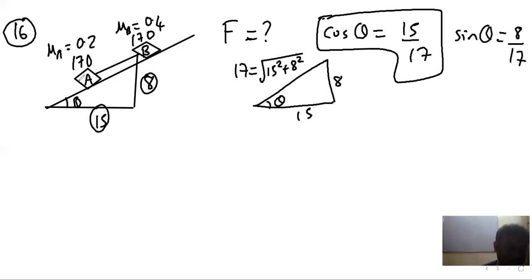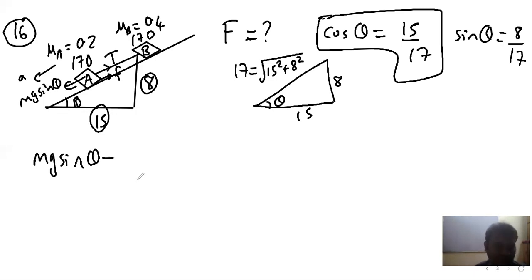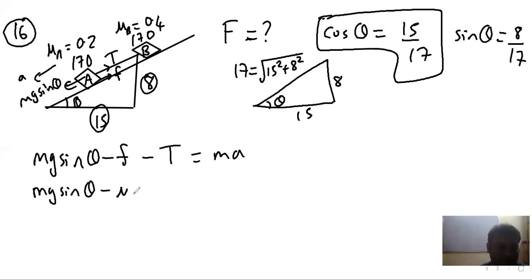Now, if I consider this force, which is mg sin theta minus friction force. So we will have friction force here, and there will be a tension force, and there will be acceleration. So mg sin theta minus friction force minus tension is equal to mass into acceleration. So mg sin theta minus mu mg cos theta minus tension is equal to Ma. Now, let us substitute the values and find the value of tension force.